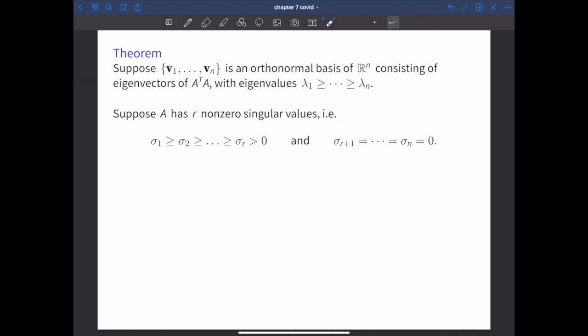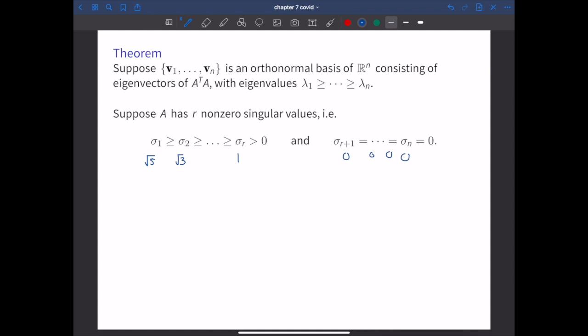Now, suppose that the matrix A has R non-zero singular values. In other words, the first R singular values of the matrix A are going to be positive, and after that, the remaining singular values are all equal to 0. So maybe, for example, this is like 5, maybe this one is 3, maybe we go down to 1, and then after the rth one in the list, every other singular value is equal to 0.